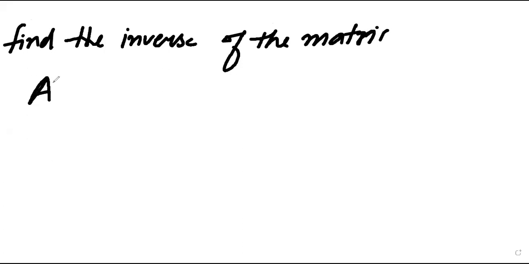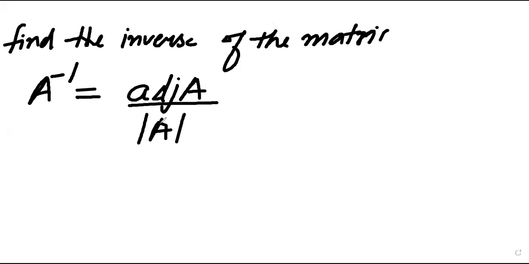Now the next point is to find the inverse of the matrix. How can we find the inverse of any matrix? So what is the formula? A inverse is equal to adjoint of A divided by determinant of A. Adjoint of A, determinant of A.